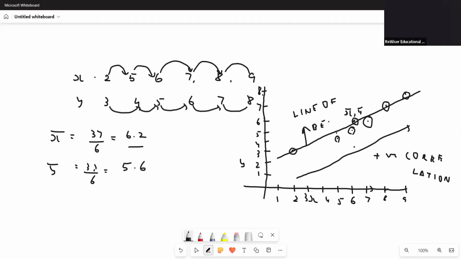Please remember, to calculate the line of best fit, we need to calculate the mean of x and the mean of y, then plot it on the scatter plot and draw the line which passes through the mean itself. That's the line of best fit and the correlation analysis. So this is how the entire statistics part has been done.